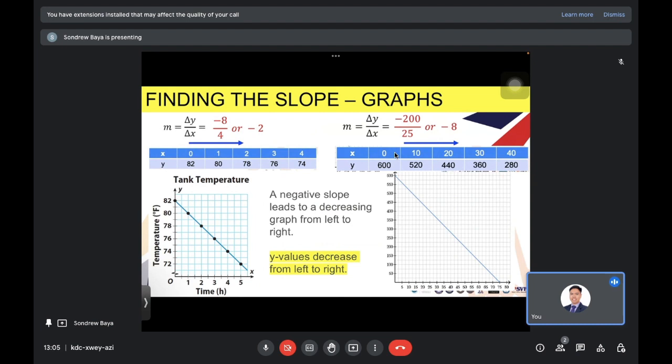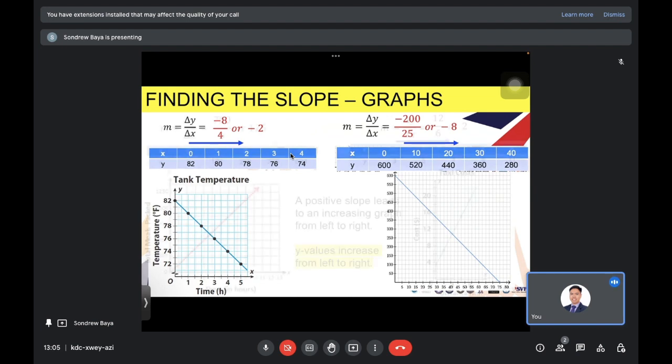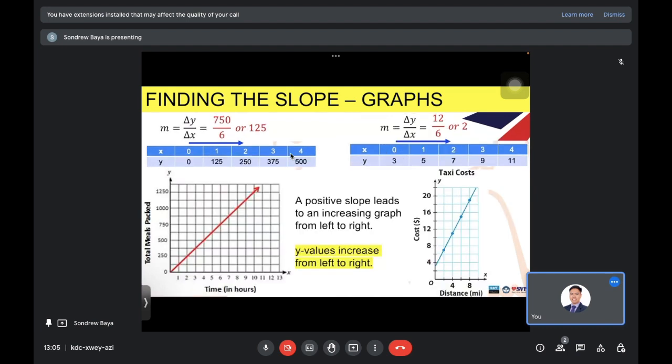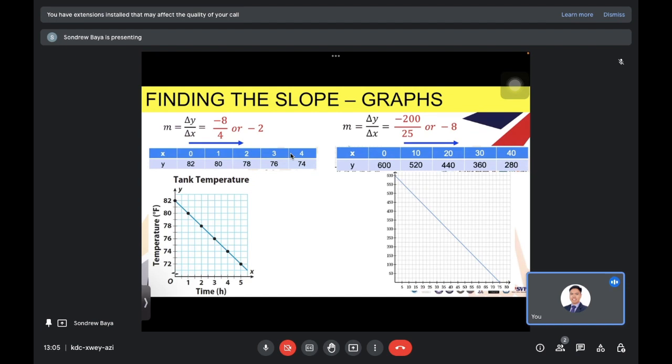So observe the value of the slope with the shape of the graph. If you have a positive slope, you expect an increasing graph. If you have a negative slope, you also expect a decreasing graph. And this is how a decreasing graph looks like, and this is also how an increasing graph looks like. Okay? And that's it. You may pause this video, copy the notes, and try to replay if there are things that you were not able to understand.